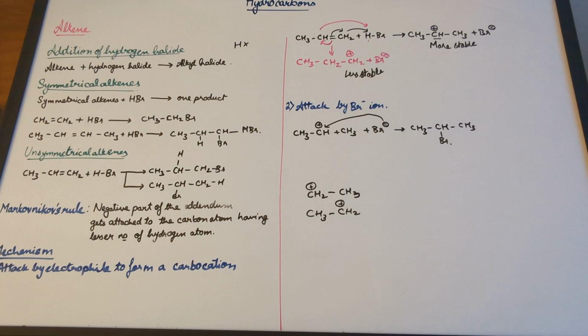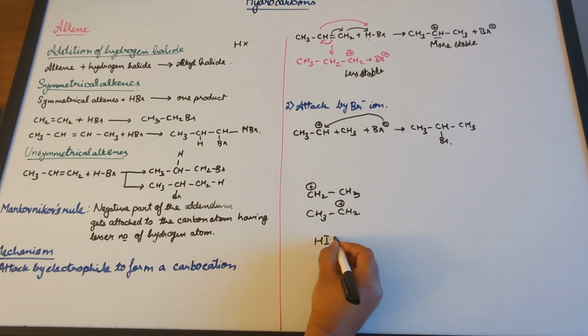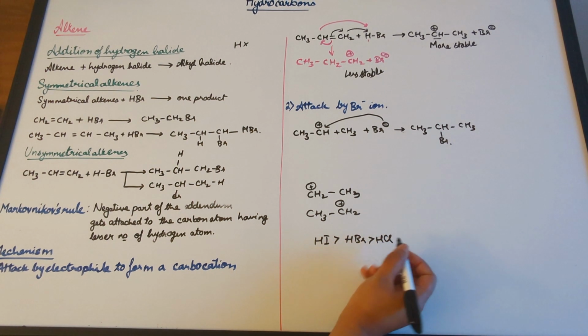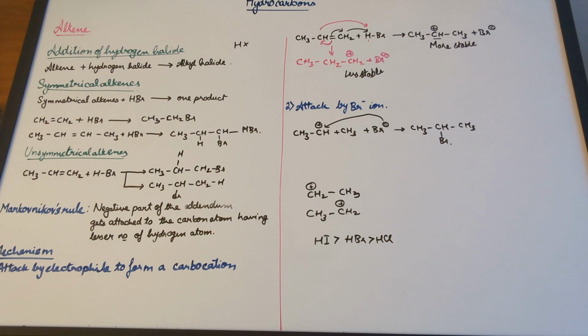And this leads to the formation of the alkyl halide. Also, one important thing, the order of reactivity for hydrogen halides is HI is more reactive than HBr, which is more reactive than HCl. With that, we're done with Markovnikov's rule. In the next video, we will be talking about anti-Markovnikov's rule or the peroxide effect.